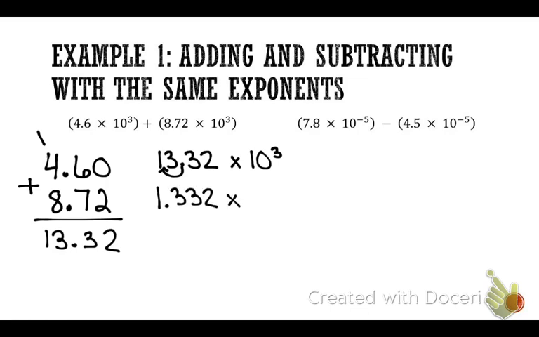1.332. Now, would you agree that number is greater than 1 but less than 10? And do you remember what I said in the last slide? What happens when we move our decimal to the left? What happens to our exponent value? It would go up by 1 because I moved it to the left 1 decimal place. And that's going to be my answer.